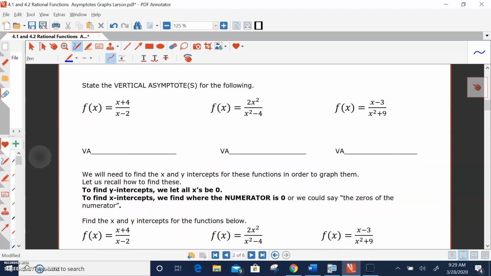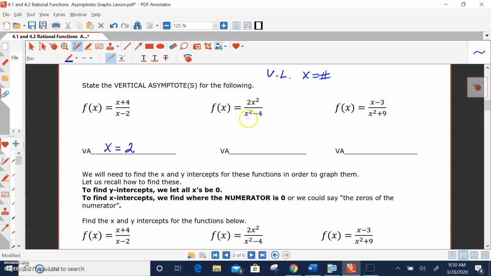Okay, so let's look back at the same three functions and let's state the vertical asymptotes. And this is so important, the way you're going to state them. Because it's a vertical line, we have to state it as an equation of a vertical line. And remember, a vertical line has an equation of x equal to a number. So the vertical asymptote for this first function is x equal 2. I can't just put 2 as my vertical asymptote. I have to state it as an equation, x equal 2.